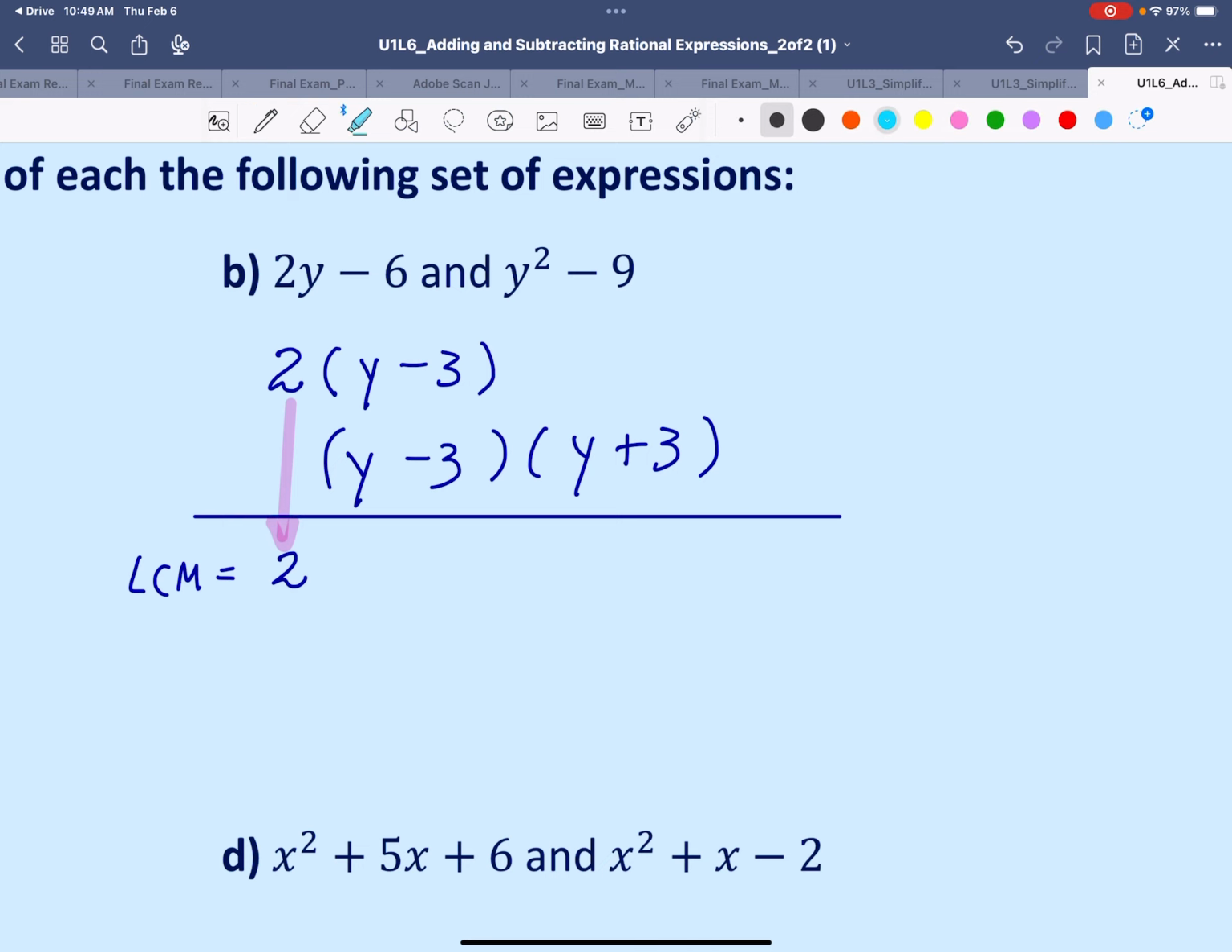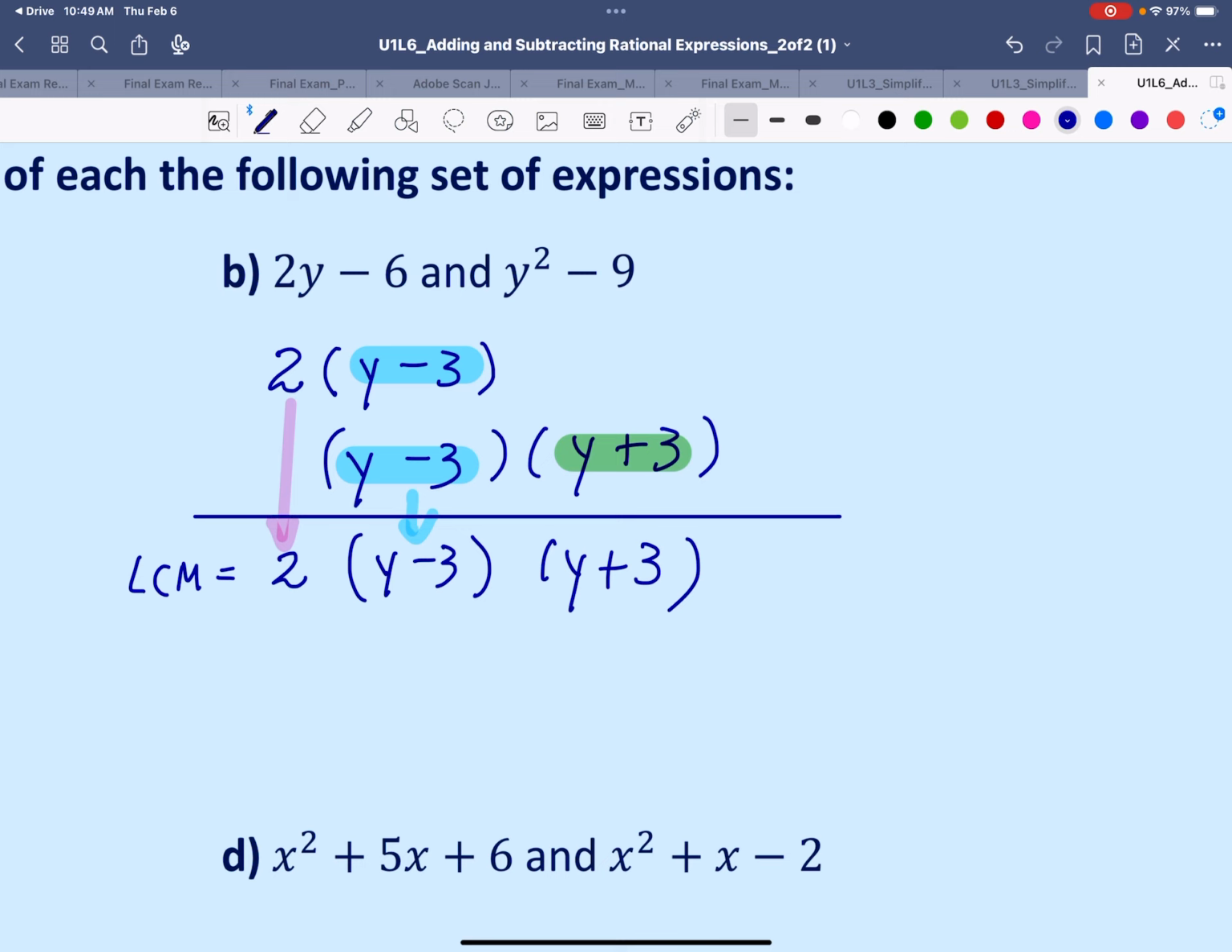The second factor is y minus 3, and the last factor is y plus 3. Therefore, we're going to say the lowest common multiple is 2 times y minus 3 times y plus 3. What that means is that 2 times y minus 3 times y plus 3 divides evenly into 2y minus 6, which is 2 times y minus 3.